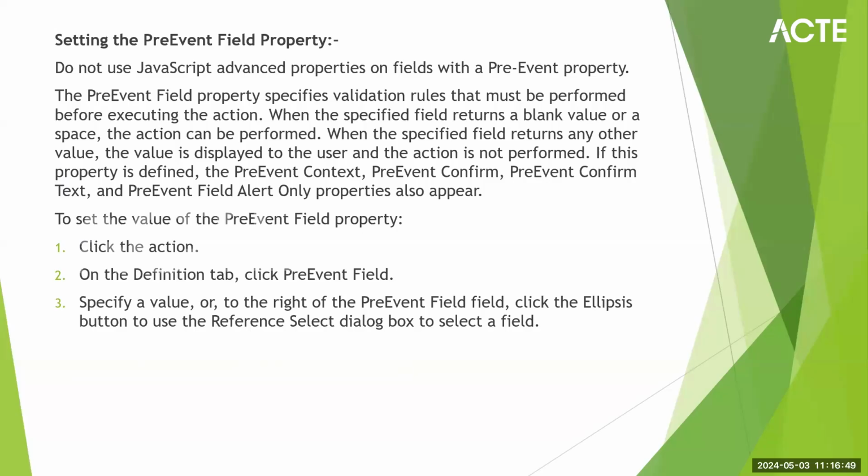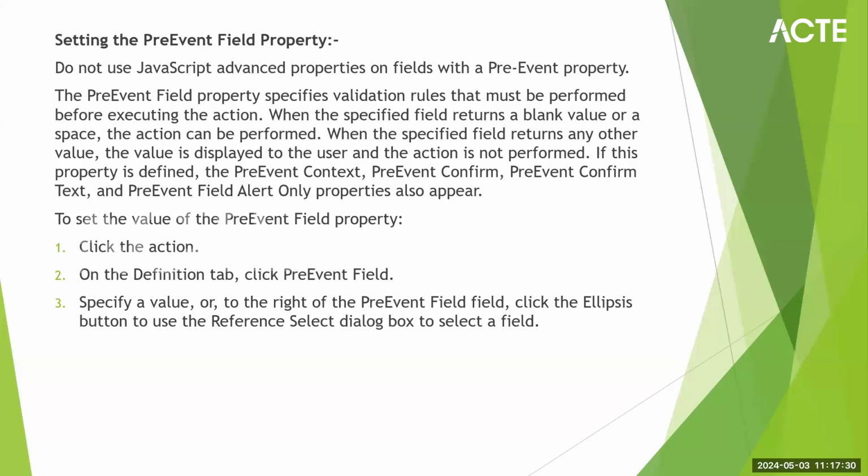The pre-event field property specifies a validation rule that must be performed before executing the action. When the specified field returns a blank value or a space, the action can be performed. If the property is defined or context, pre-event context, pre-event confirm, pre-confirm text or field only properties will appear.